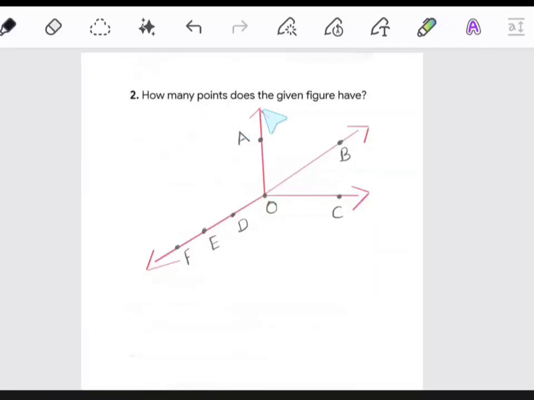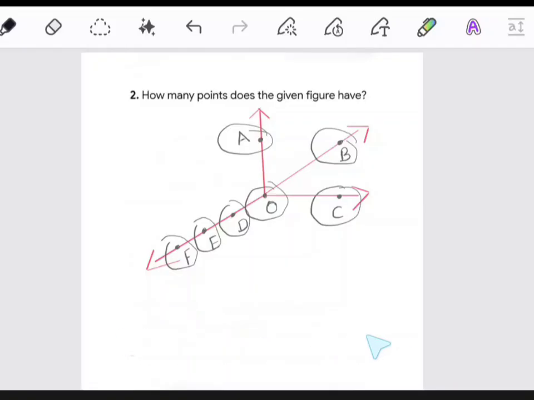Second question: how many points does the given figure have? In this given figure, we can find the points. Point A, point B, point C, point O, point D, point E, and point F. You can write that here. Clear?